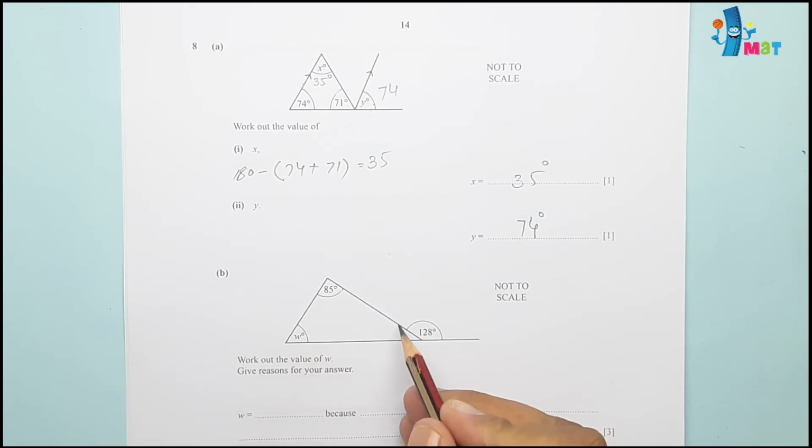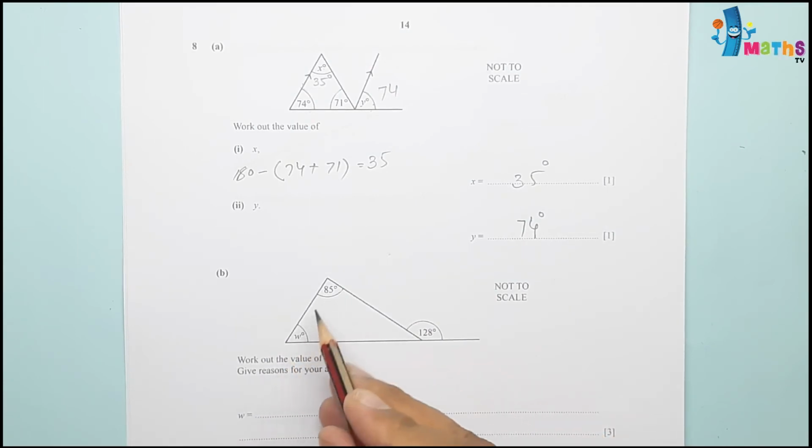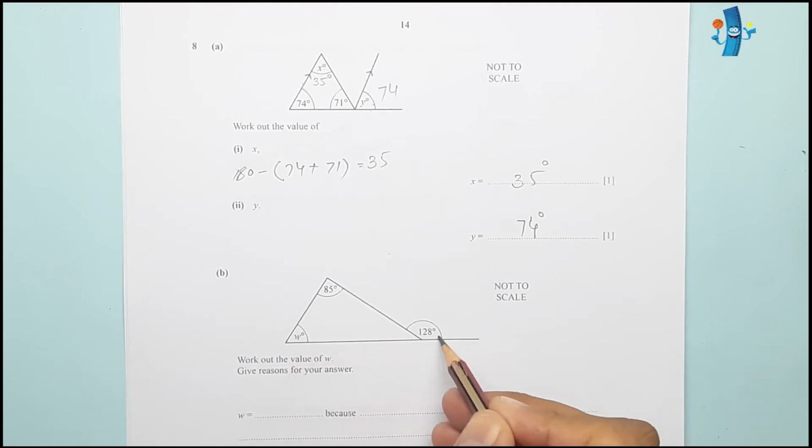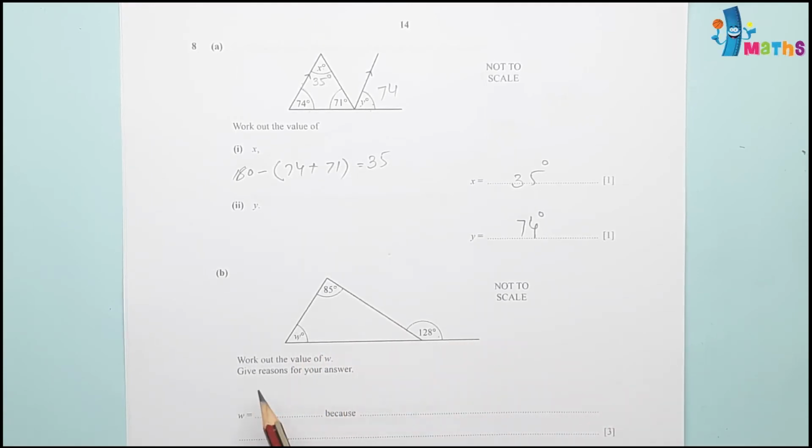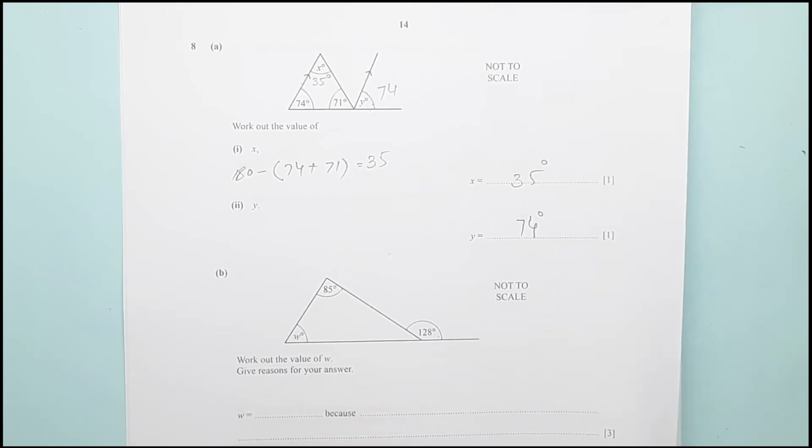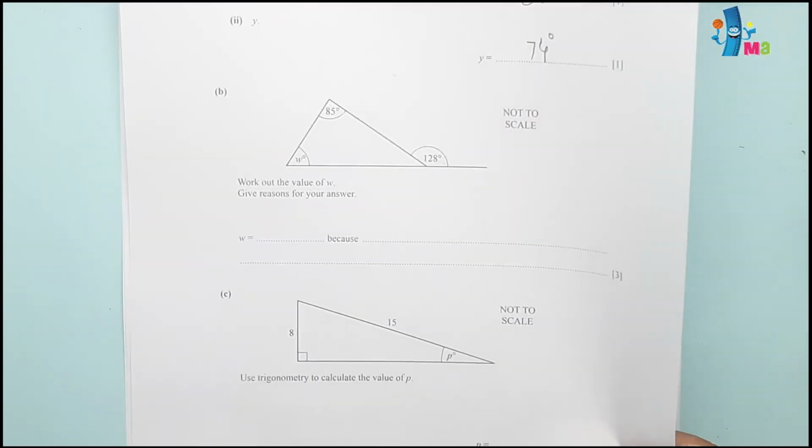And this one is B part. This angle is given 85, W, and this angle. Work out the value of W. Give reason for your answer. So reason also we have to give. This is a 3 marks question.